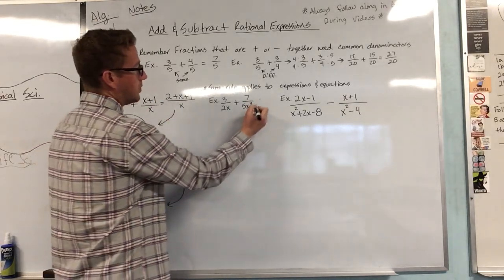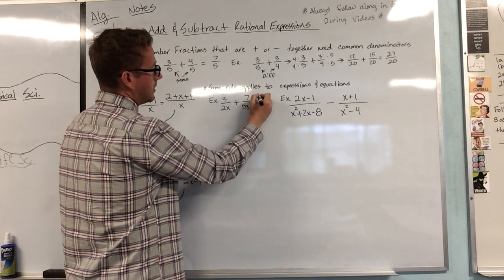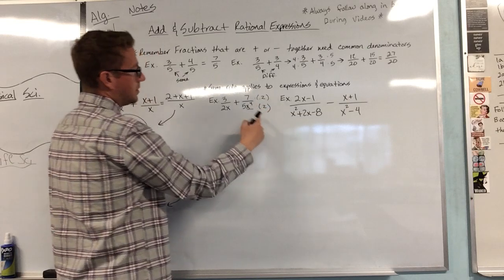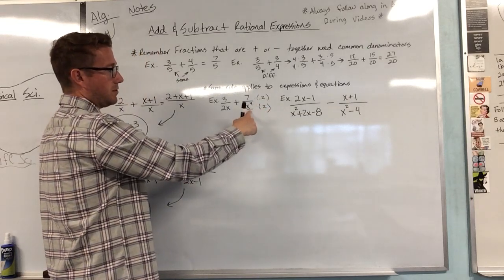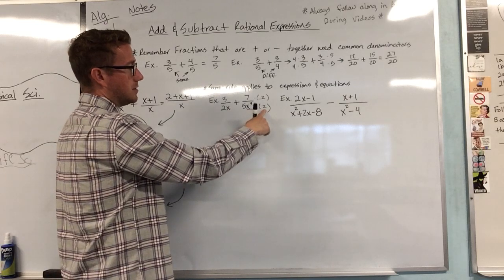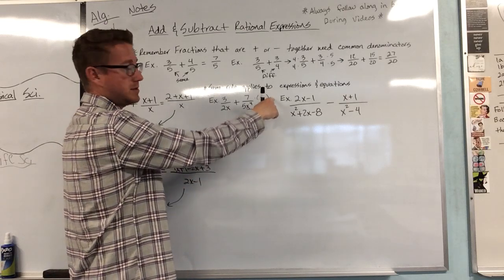All right? So what do I have to multiply this side by? I just have to multiply this side by 2. Because I'm keeping the x to the 4th, but I want that 5 to become a 10. That's where the 2 comes in. And don't forget, what you do to the bottom, you do to the top.